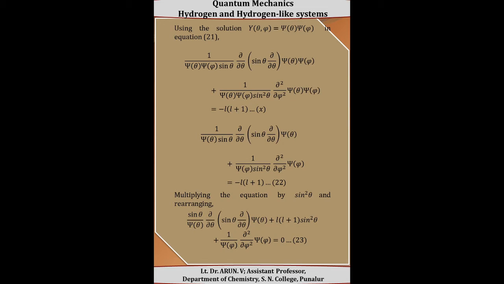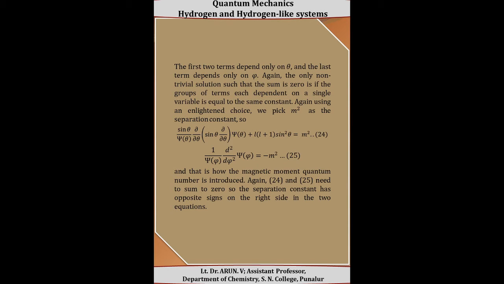Here psi(theta) functions only on theta and psi(phi) functions only on phi, and therefore this equation can be written as 1 by psi(theta) into sin theta del by del theta sin theta del by del theta psi(theta) plus 1 by psi(phi) into sin square theta into del square by del phi square into psi(phi), that is equal to minus L into L plus 1. Multiplying this equation by sin square theta and rearranging, we get sin theta by psi(theta) into del by del theta sin theta del by del theta psi(theta) plus L into L plus 1 into sin square theta plus 1 by psi(phi) into del square by del phi square into psi(phi), that is equal to 0.